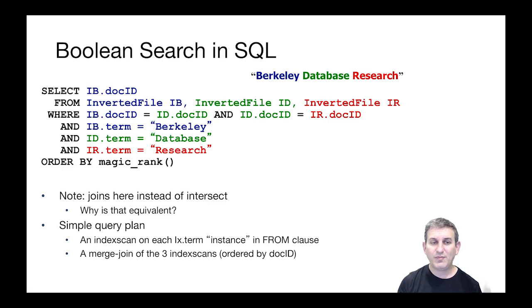And of course, the simple query plan for here is an index scan, where you do an index lookup for IB, you get the postings list for Berkeley. You do an index lookup for ID, you get the postings list for database. You do an index lookup for IR, you get the postings list for research. And then you simply do the joins that join those postings lists together. Now, why is it a join and not an intersection? Well, it turns out in this case, they are equivalent. Why is that? It's because each doc ID occurs at most once in each postings list. There's no pairs or duplicates here when we do the join. And as a result, we're only going to get one match for every pair. And so when we do a join, we effectively get the intersection.